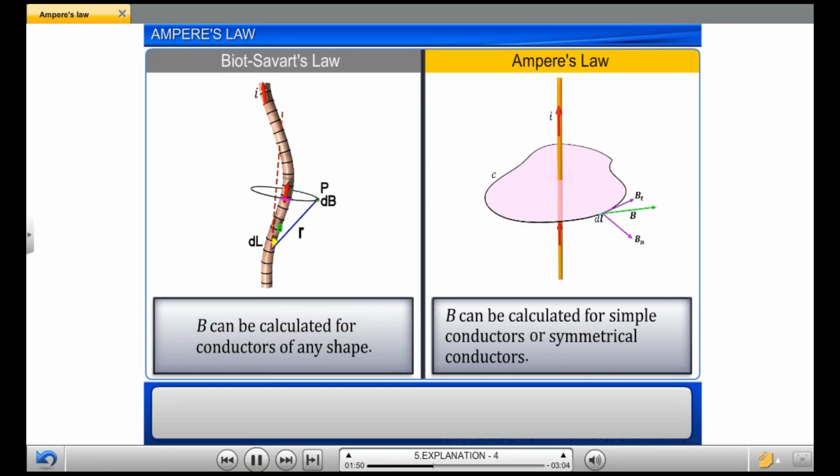Otherwise, we have to apply the Biot-Savart law to calculate the magnetic induction, like in the case of a circular current carrying conductor or of any shape.